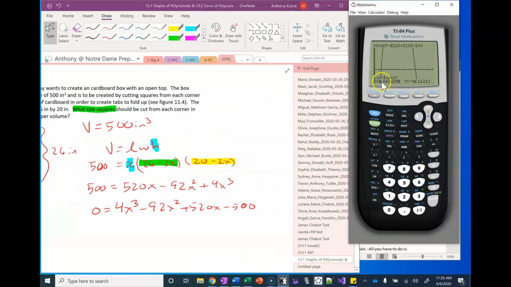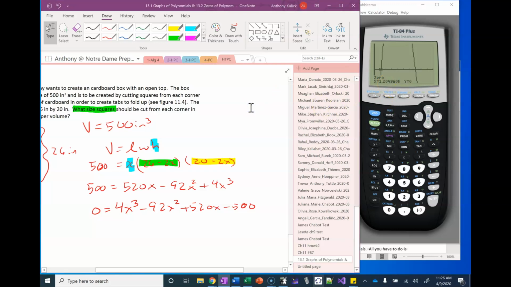And I'm going to do left bound, so now it's left of where that zero is, so I'll press enter. And right bound, so I'll do that a couple of times. That looks fine. And so one of my solutions is 1.20. So let's write that down.